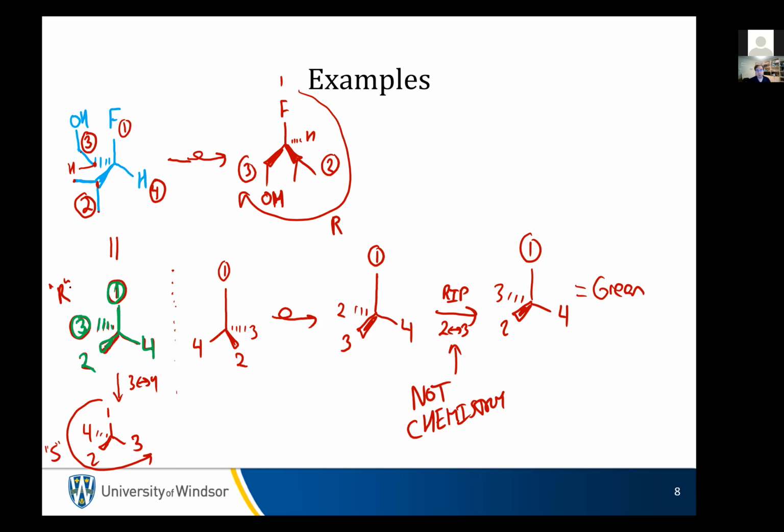So because I did a switch, I've changed it from one to the other. It will work every single time as long as you keep track of how many switches you make. And this way you don't need to rotate your molecule.